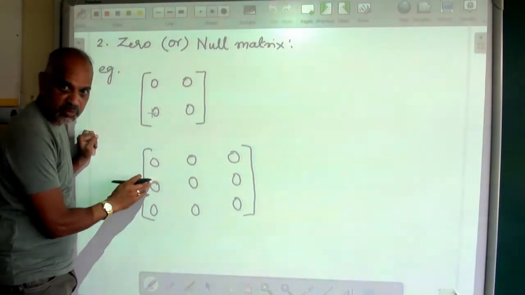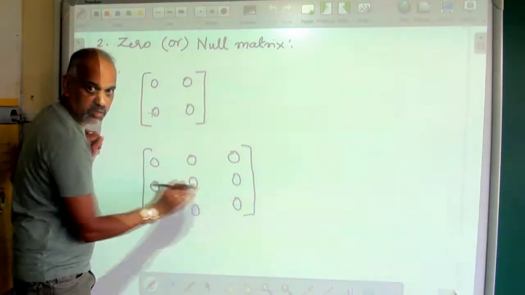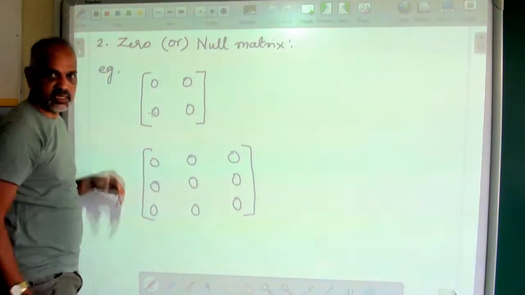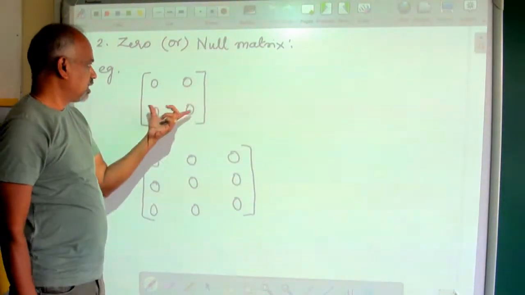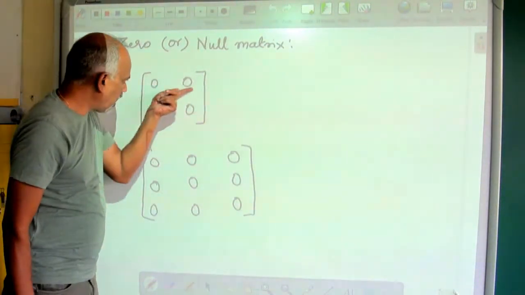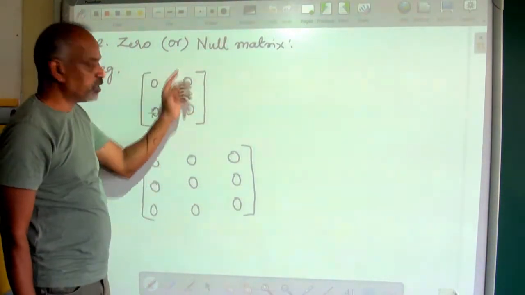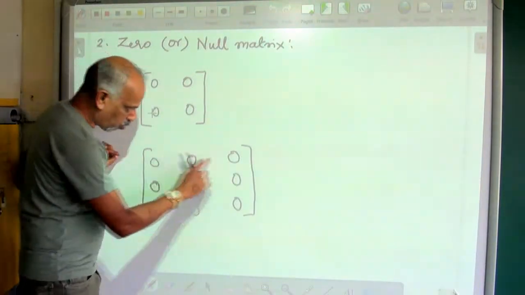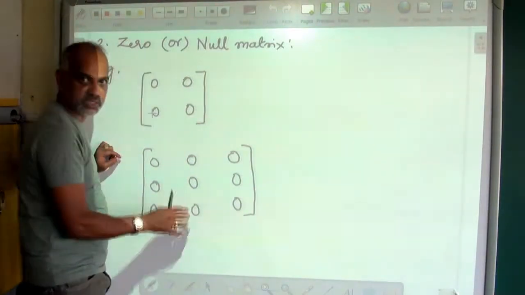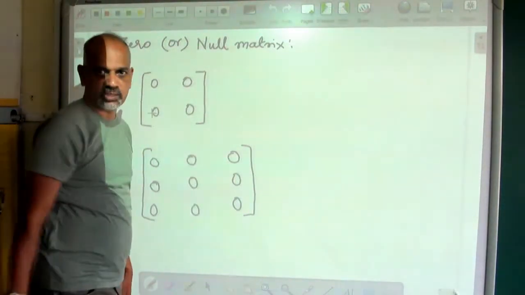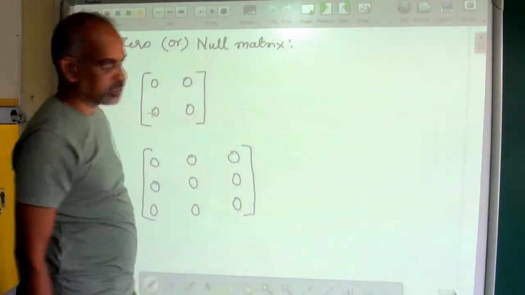This is also an example for a 0 or a null matrix, because look at all the elements. All the elements are zeros. Okay. So this is the second example for a 0 or a null matrix. In the first case, this is a 1, 2 rows, 2 columns, so it's a 2 by 2 matrix, 2 by 2 zero matrix. This is 1, 2, 3 rows, 1, 2, 3 columns. It's a 3 by 3 zero matrix. Okay. So these are examples for zero or null matrix.